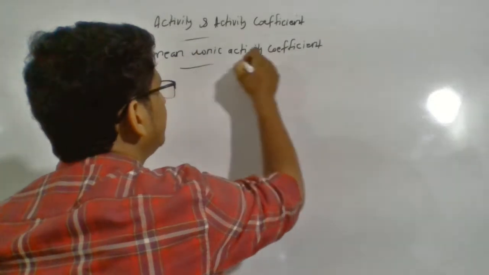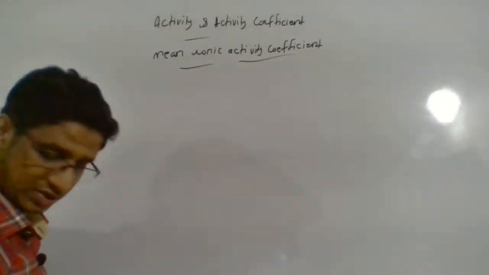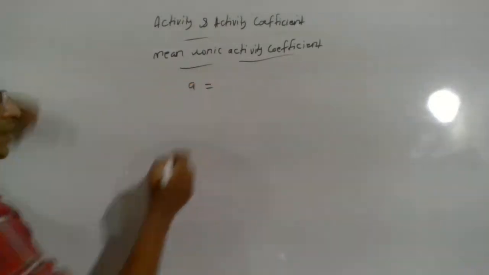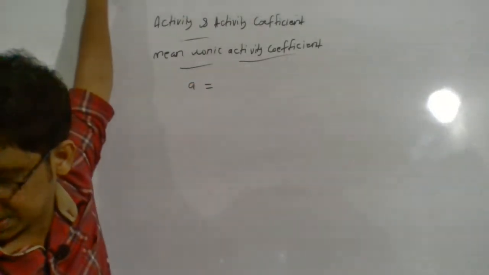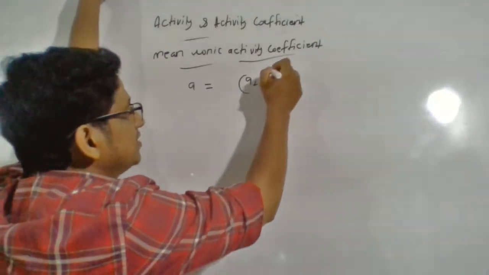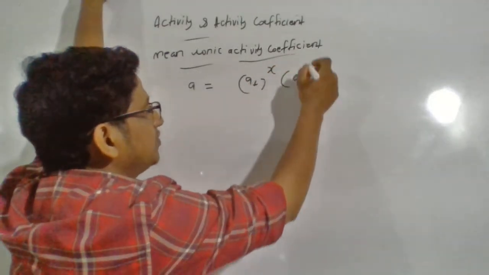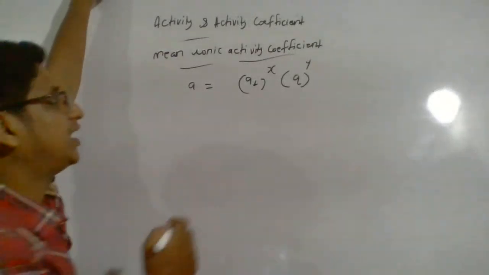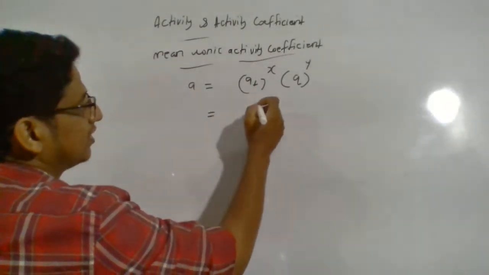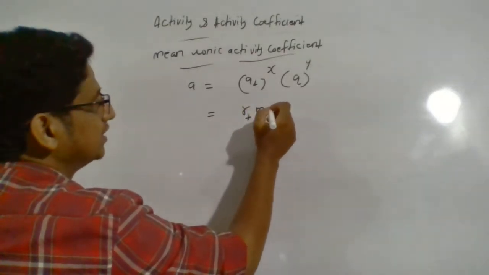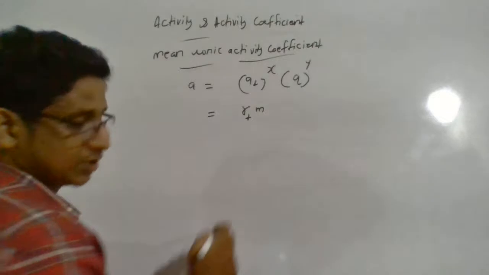So now, what is the mean ionic activity coefficient all about? Let us have that equation: a is equal to a plus raised to x into a minus raised to y. This is the equation we just saw, right? So we know a is equal to gamma m. So we can write a plus will be equal to gamma plus.